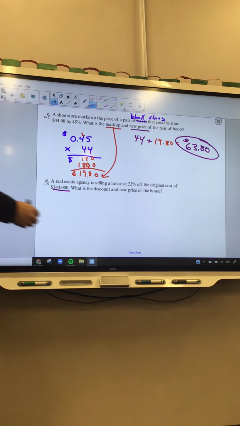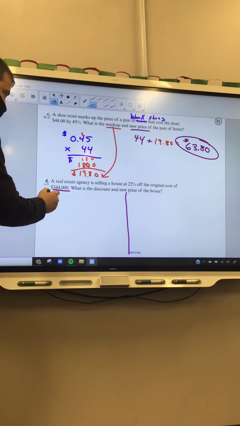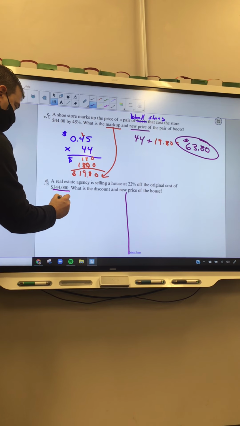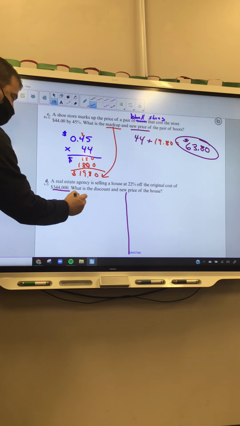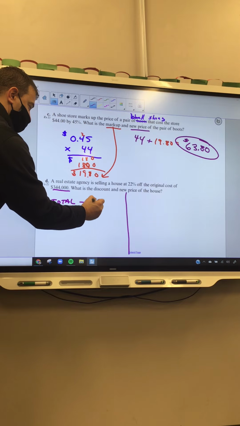What's one way? Turn 22% into a fraction, and then I don't know if you really even need a fraction. What's one way? I do 344,000 times 0.22, then subtract that number from the original. Okay, so what you're saying is find the total price, which we already know, and then you subtract away the discount.